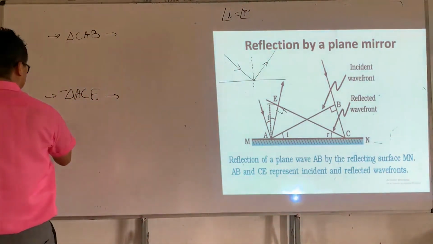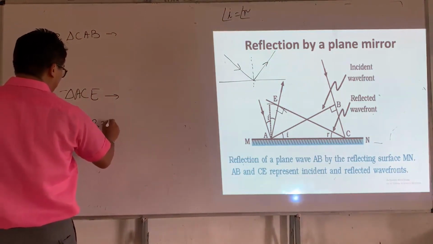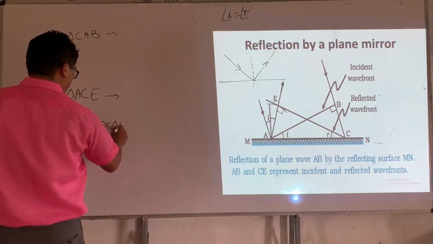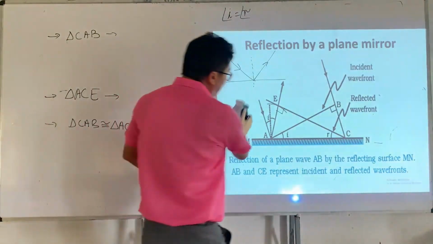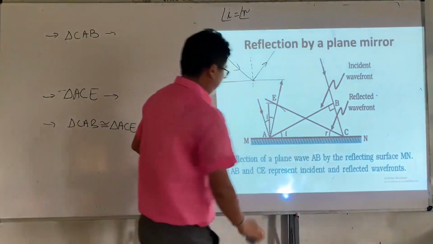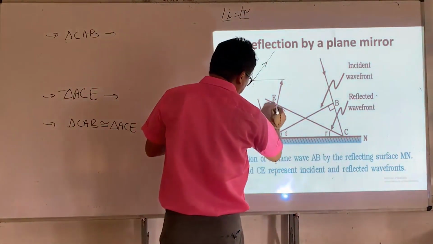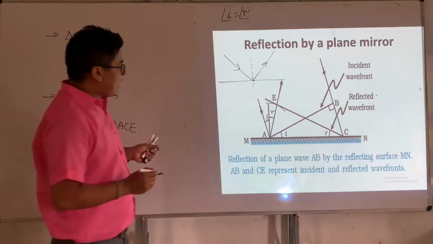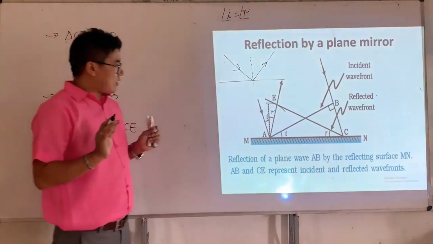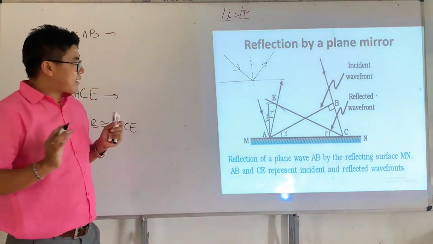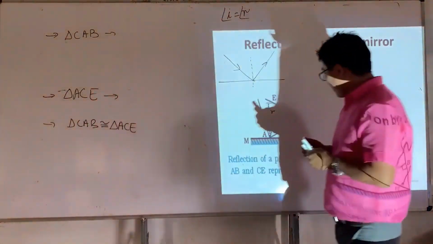What I'm going to prove is angle CAB is congruent with angle ACE. And how I'm going to do it is again very simple. Look at here. This is the angle of incidence and this is the angle of reflection. I'm going to prove that I is equal to R. This is the thing to prove.